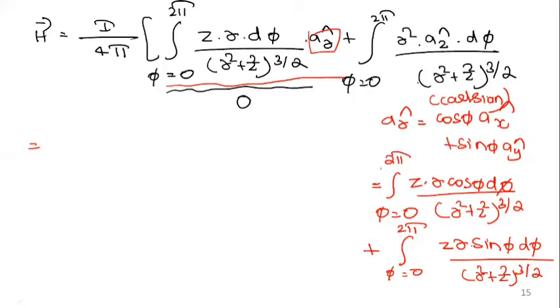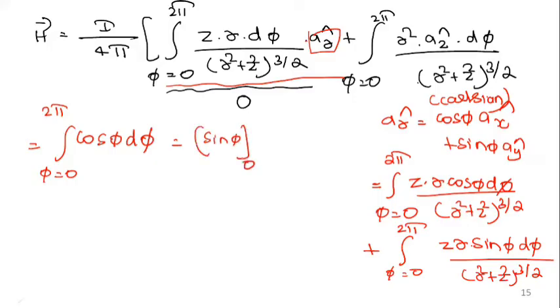Well, we can write this simplified as integral phi equal to 0 to 2 pi of cos phi d phi. The integral of cos phi will come out to be sin phi, so sin phi from 0 to 2 pi, and this will be 0. So now this term we got as 0. In the same way the second term also will be 0.